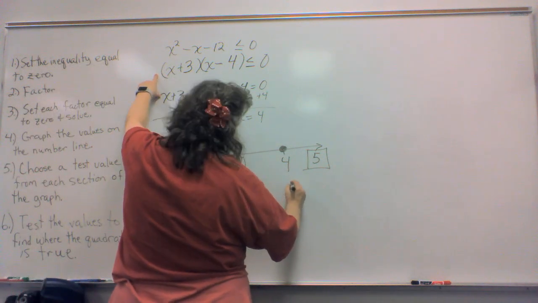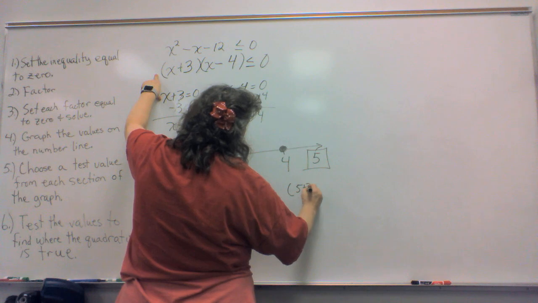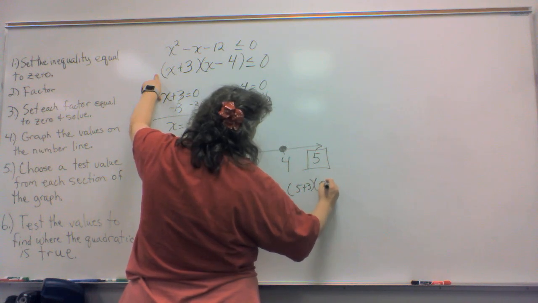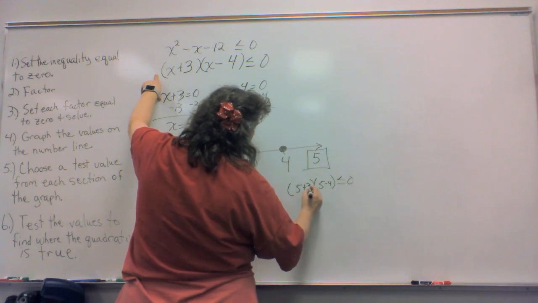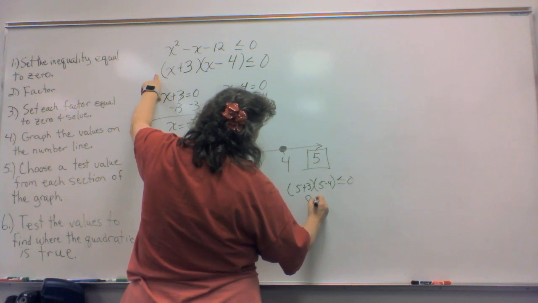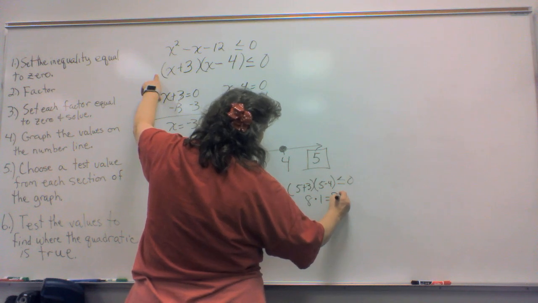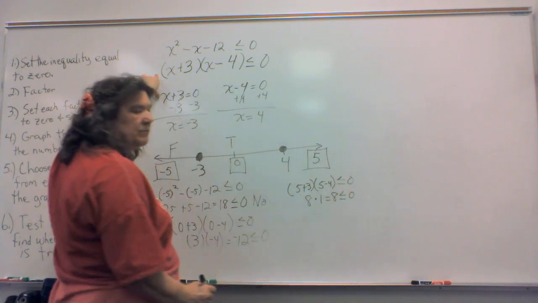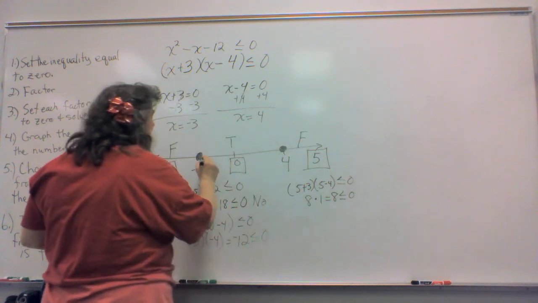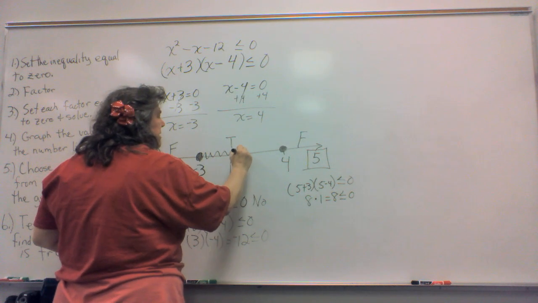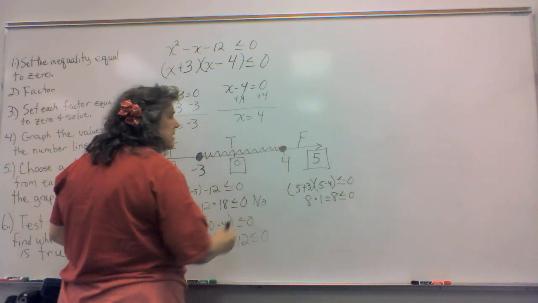So with 5, I've got 5 plus 3 times 5 minus 4. Is that less than or equal to 0? Well, 5 plus 3 is 8. 5 minus 4 is 1. That's equal to 8. Is 8 less than or equal to 0? Nope. That is false. Therefore, my solution is right here where it is true, in the middle.